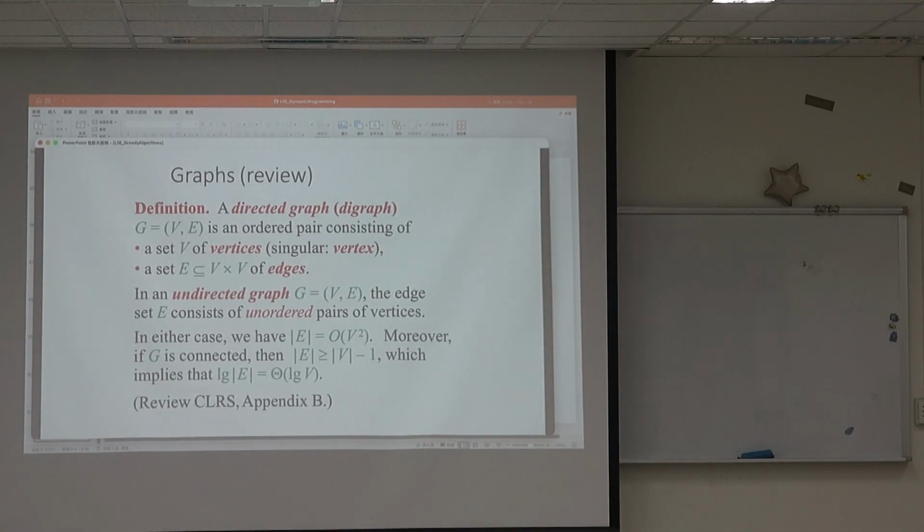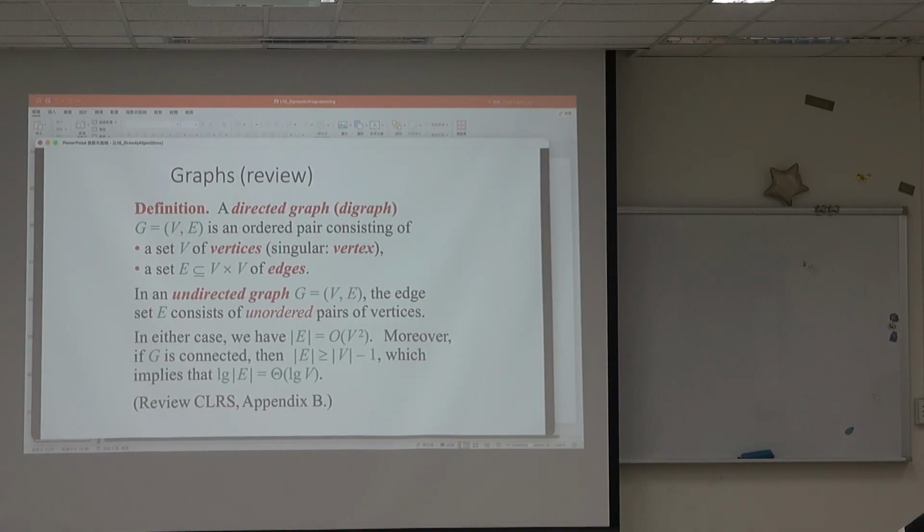Okay, so this is really a review, a review of your data structures. Supposedly you should have learned this from data structures. For graphs, a directed graph is represented as G = (V, E), an ordered pair consisting of a set of vertices and a set of edges, and these edges have order because it's a directed graph. In an undirected graph, the difference is that the edge does not have order, so we can flip the ordered edge. It's still the same edge.